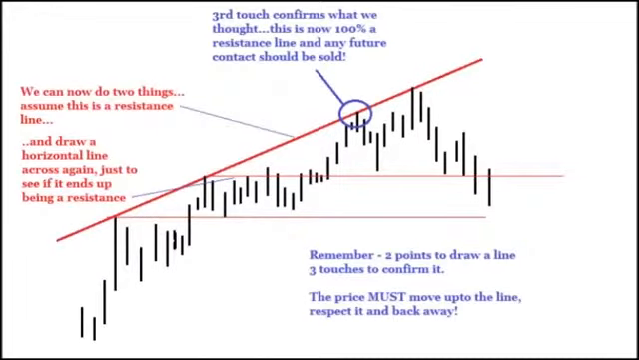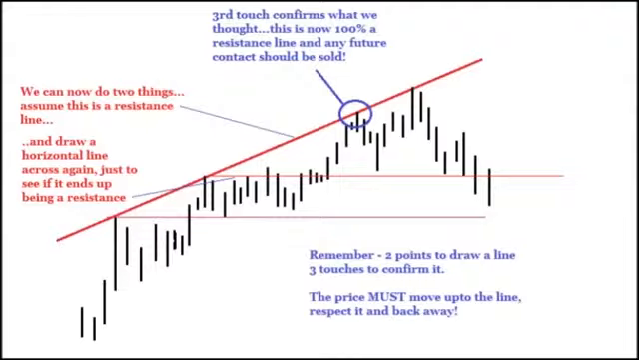So here we go, reiterating what we just said. We touched on this on our support line tutorial. It takes 2 points to draw a line and a third point to confirm it. So really we need 3 touches of a line to say yes, that is actually a valid resistance line.